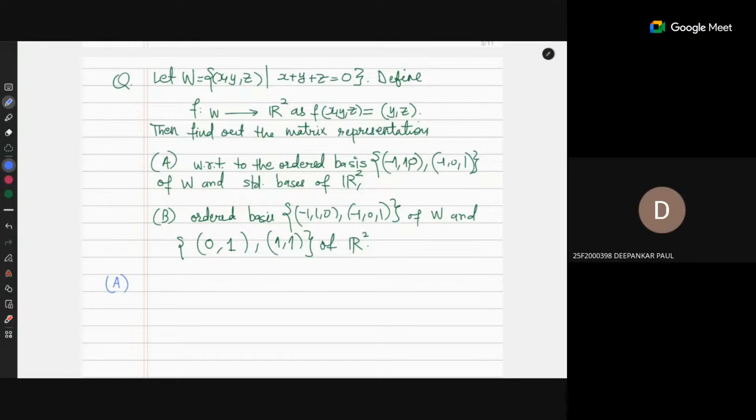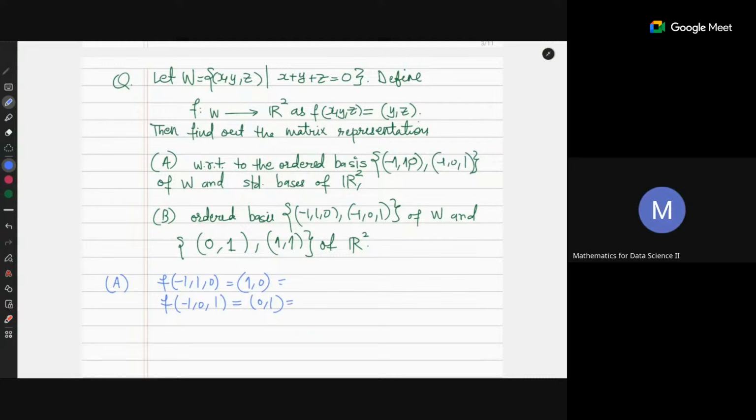f of (-1, 1, 0) is equal to (1, 0). Then next, f of (-1, 0, 1) is equal to (0, 1). So the basis of the domain part is done, right?